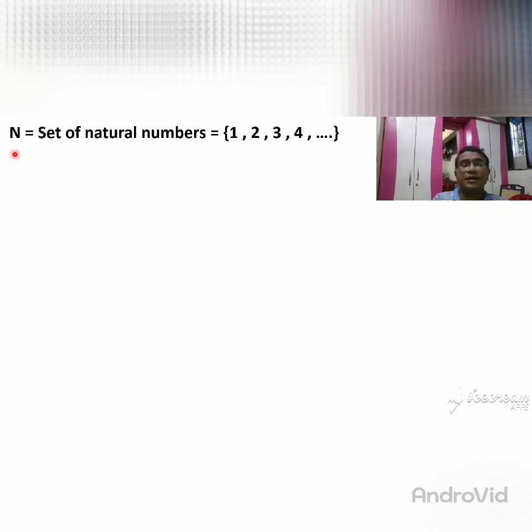First we learned the natural numbers. The set of natural numbers is indicated by capital N. The natural numbers start from 1, 2, 3, 4, and so on. So this is called the natural numbers. The natural numbers are infinite. We cannot know the last number of the natural numbers.